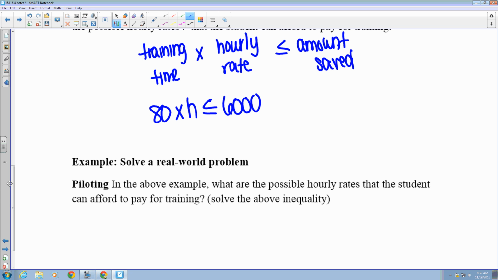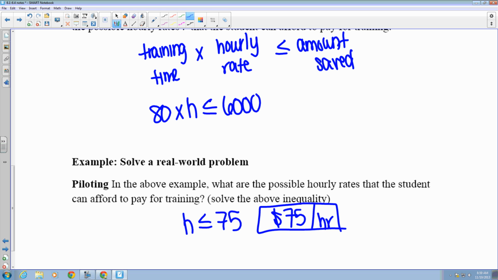And now we need to solve that one for this bottom answer. In the above example, what are the possible hourly rates that the student can afford to pay? So solve our inequality. If we divide both sides by 80, then h has to be less than or equal to 75. So that's $75 an hour. Okay, that was 6.2.